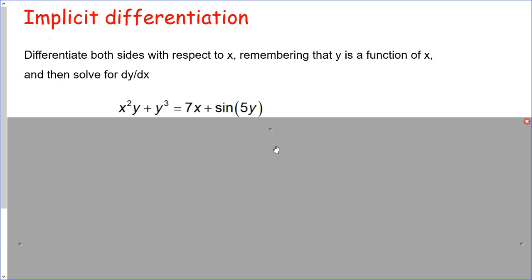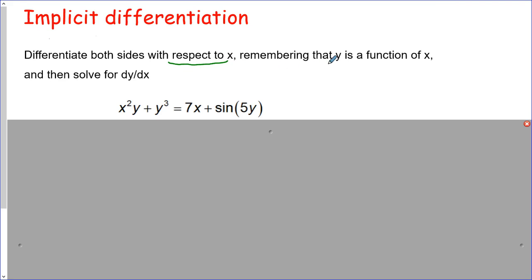Right. Next up, we're going to cover a concept called implicit differentiation. Basically, this is where our y is not the subject of the formula. The y's are sort of embedded in here and difficult to isolate. So what we do is we differentiate both sides with respect to x, remembering that y is in fact a function of x. All right. And then we solve for our derivative.